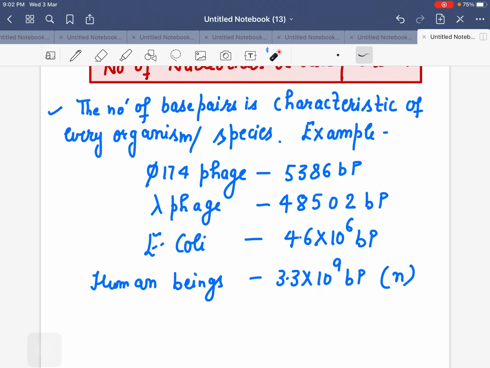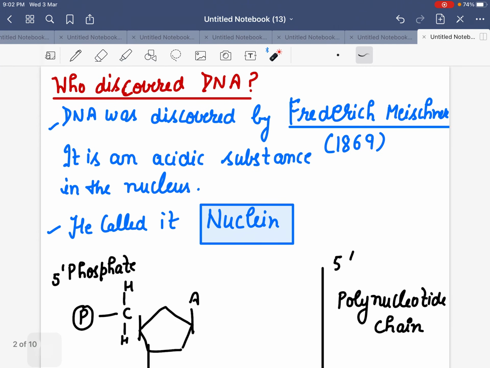I am going to ask you this question at the end. In E. coli it is 4.6 × 10⁶. In lambda phage it is 48502, a little bit less than ours. And in the φX174 phage virus it is 5386. So these should be on your fingertips. In human beings, the haploid number is 3.3 and our diploid is 6.6. In E. coli it is 4.6, in lambda phage 48502, and in φX174 phage 5386. So these are our numbers of base pairs.